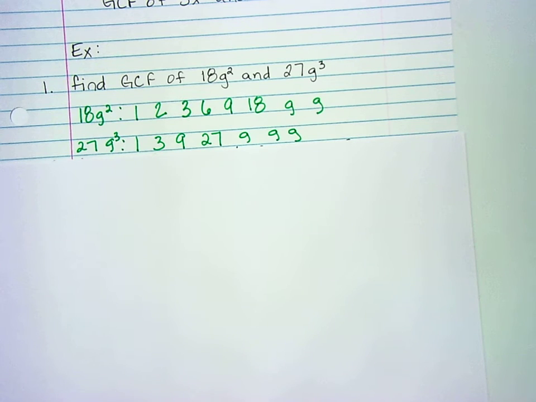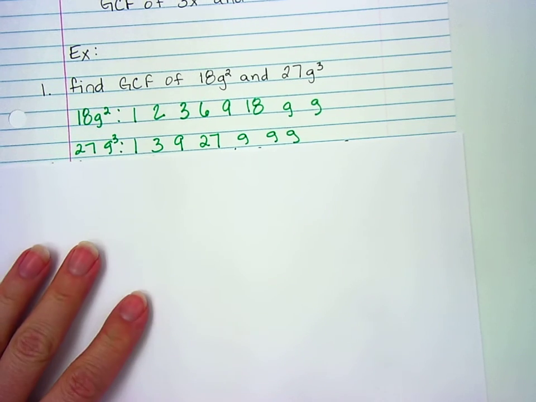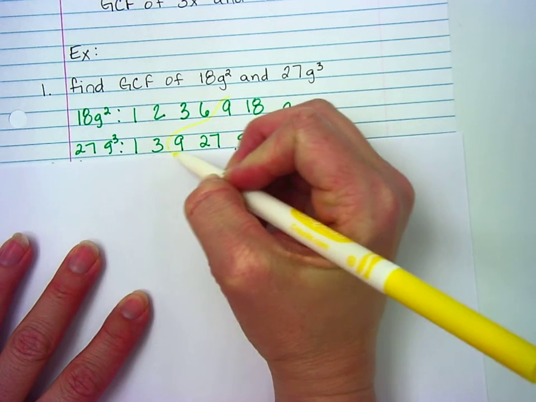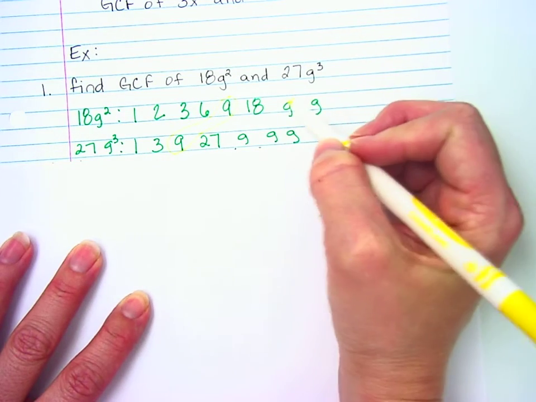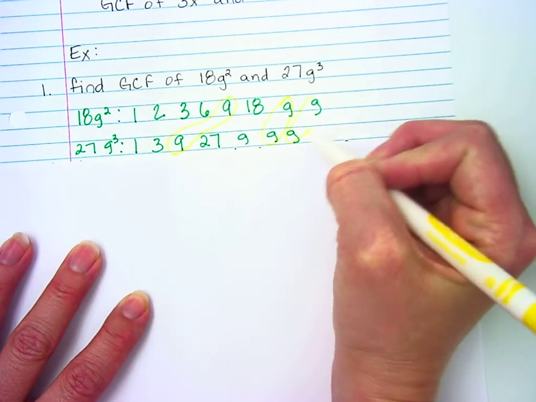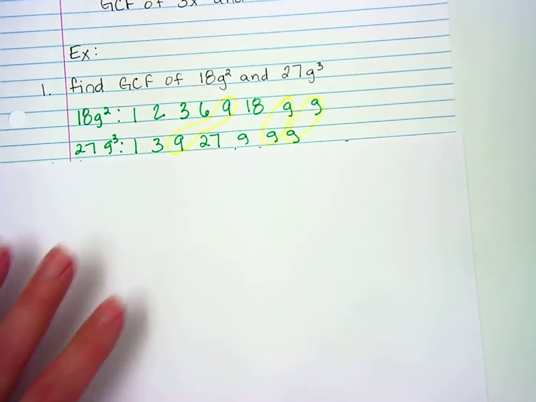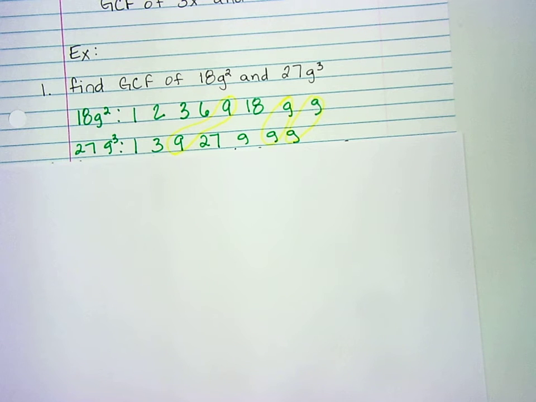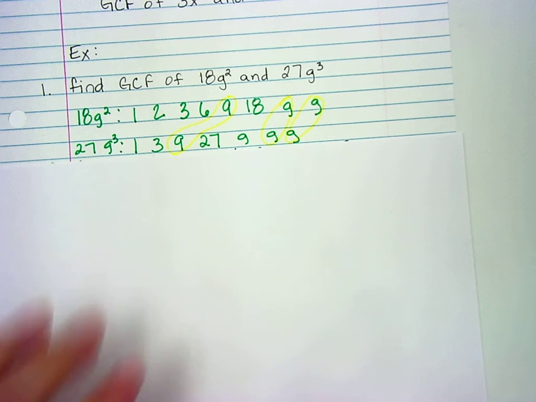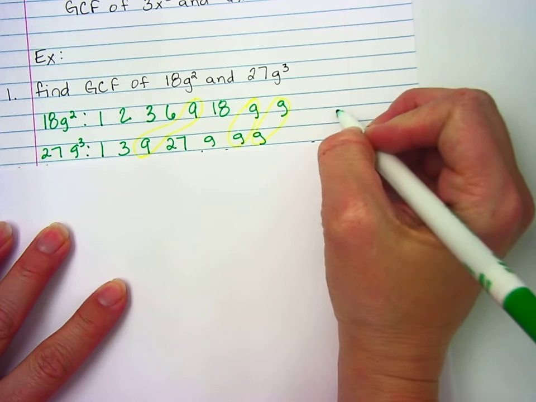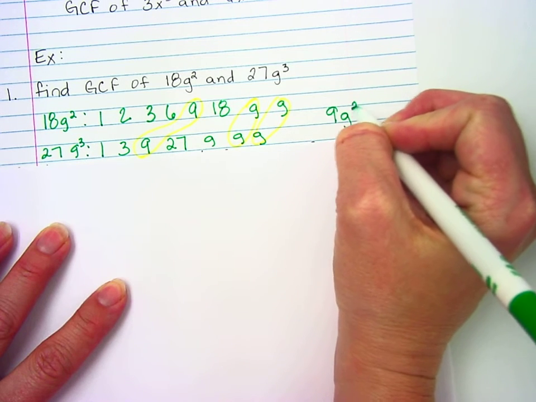So if I find the greatest common factor between the two of them, I see I have 9, and I also have 2 g's that they share, that they have in common. So your greatest common factor between these two monomials would be 9g squared.